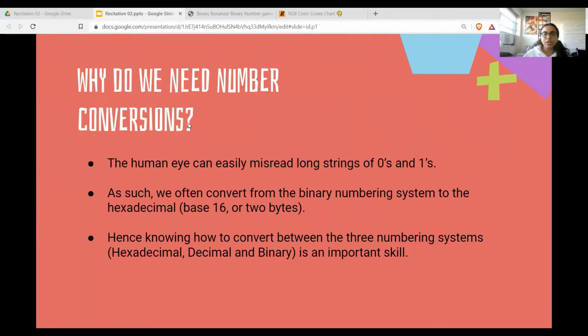Now, why do we need to do these number conversions then? The human eye can easily misread all these long strings of zeros and ones. So we often convert from the binary numbering system to the hexadecimal system, which is base 16. Hence, knowing how to convert between the 3 numbering systems, that is hexadecimal, decimal, and binary, is an important skill.